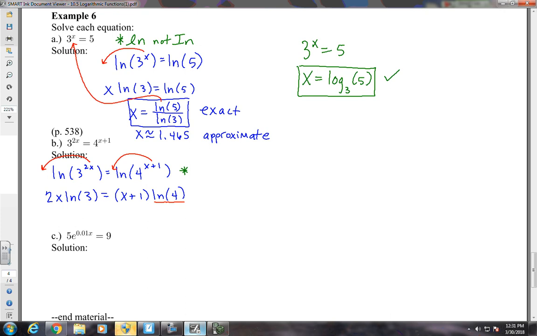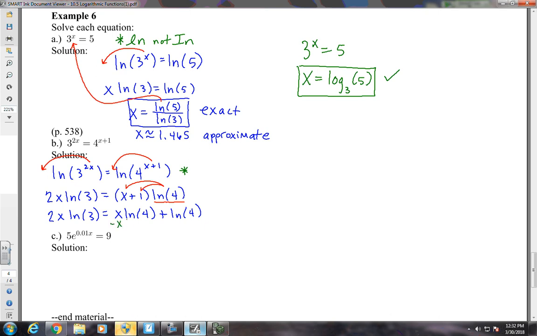So I'm going to treat that as one constant, and I'm going to distribute it to both terms inside parentheses over there on the right side. So I have 2x natural log of 3 equals x times natural log of 4 plus natural log of 4. Now, I want to collect all my x's together on one side. We'll go to the left, and everything without an x we're going to leave over there on the right.